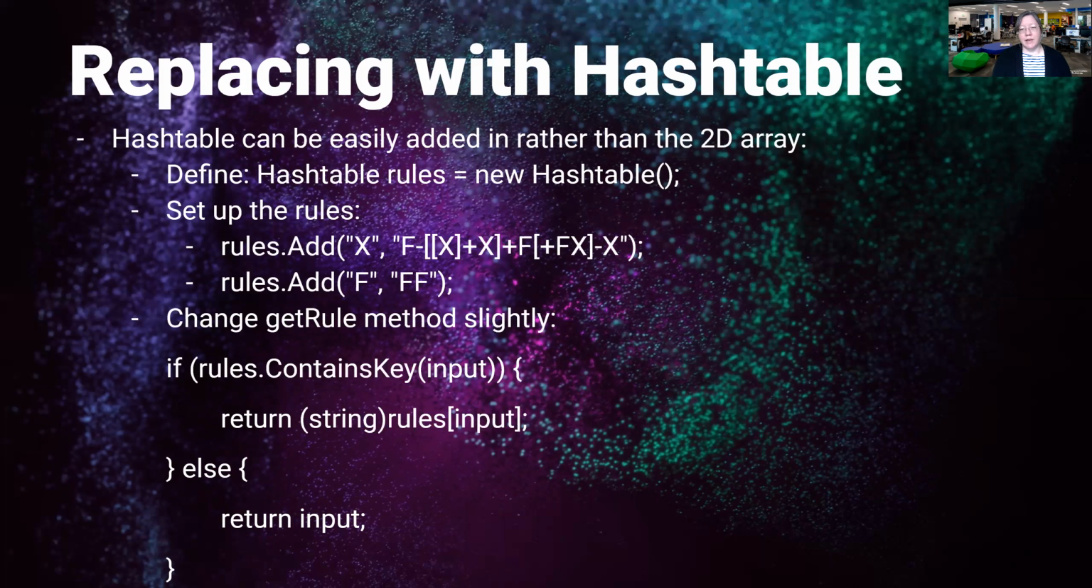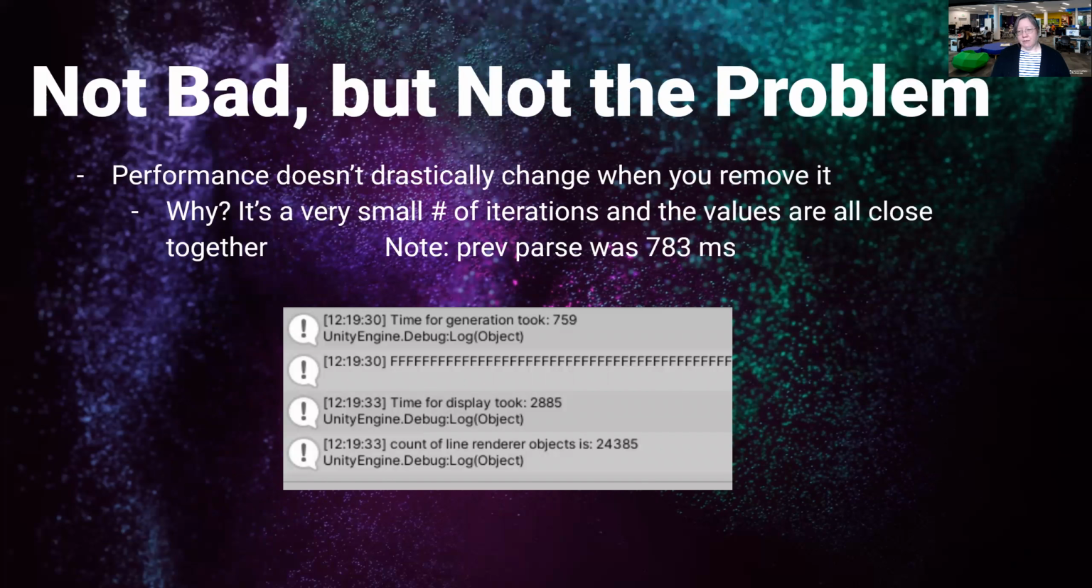That's not really going to fix the overall problem, because it only reduces the time a little bit. It was originally 783 milliseconds. It's now 759 milliseconds. So it did reduce it, but that is not the main problem, because the original array only had 2 rules in it, so the for loop was really quick. So it fixed a little bit of it, but not a lot.